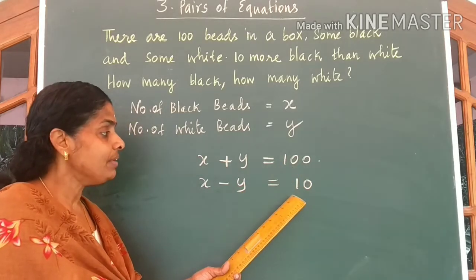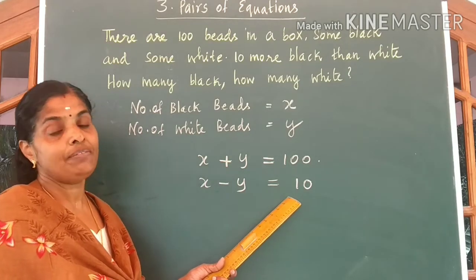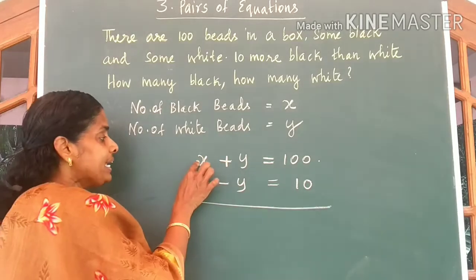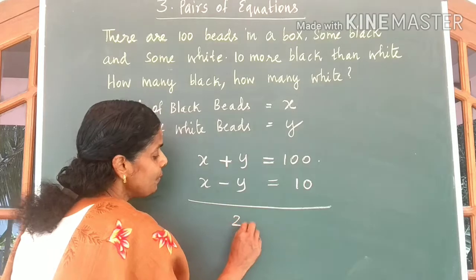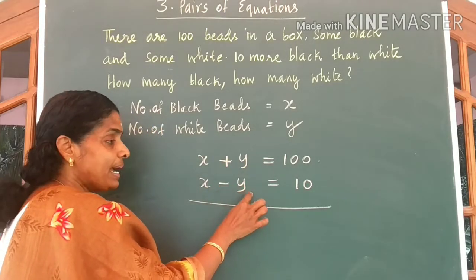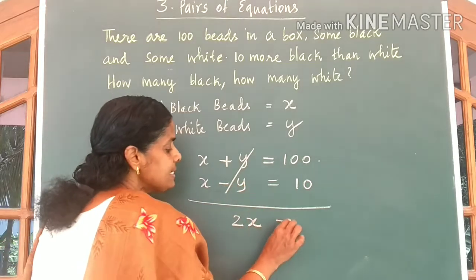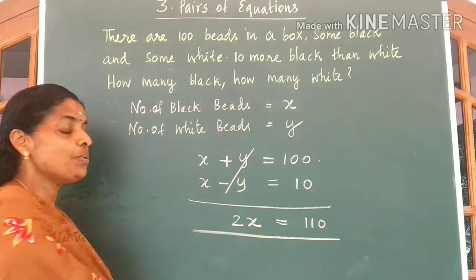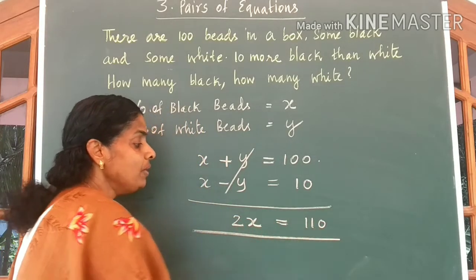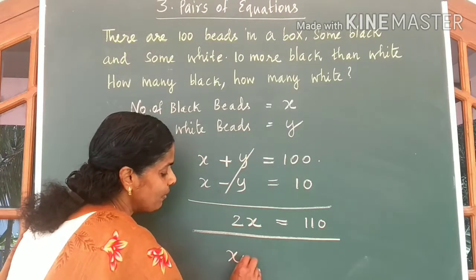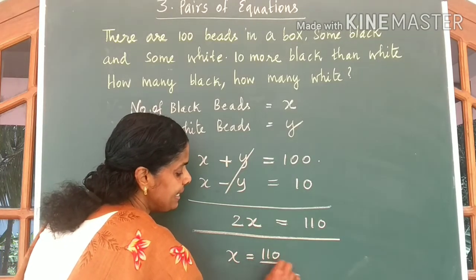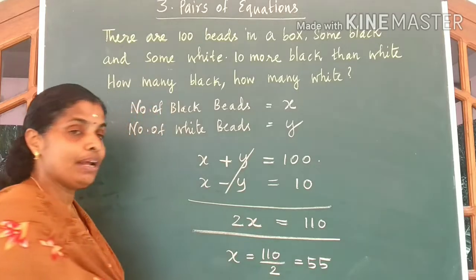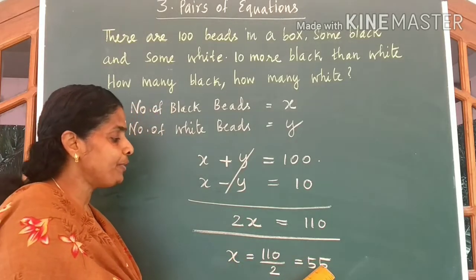Now we have to solve these two equations. For solving the equation, we just add the two equations. x added to x gives you 2x, and plus y and minus y cancel. This is equal to 100 plus 10, you will get 110. So what did you get? 2x is equal to 110. So what is the value of x now? x is equal to 110 divided by 2. That gives you 55. So from this we understood x is equal to 55.